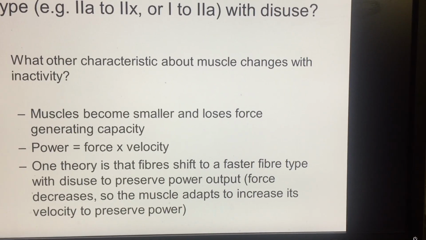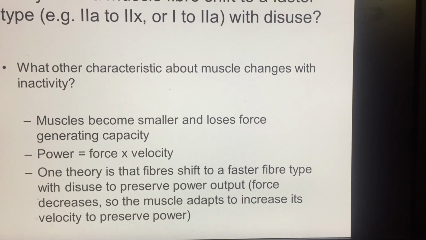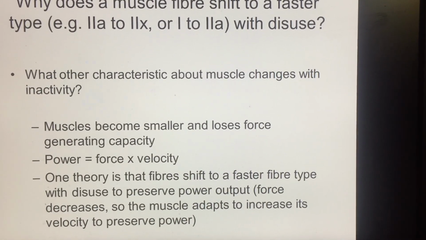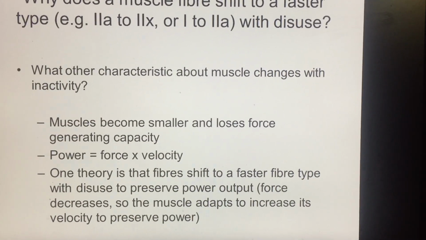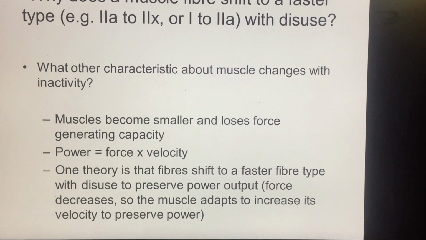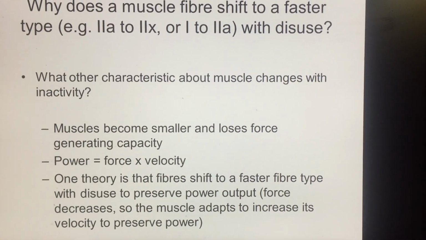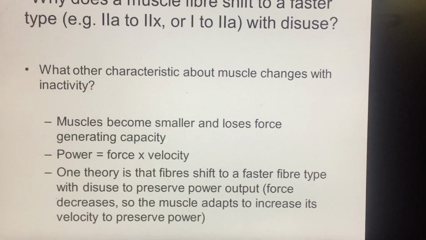So that's just a theory for why your muscles might shift towards a faster fiber type with disuse. Your muscles are trying to compensate for the dramatic reduction in force output that you would get from a muscle that's becoming smaller.